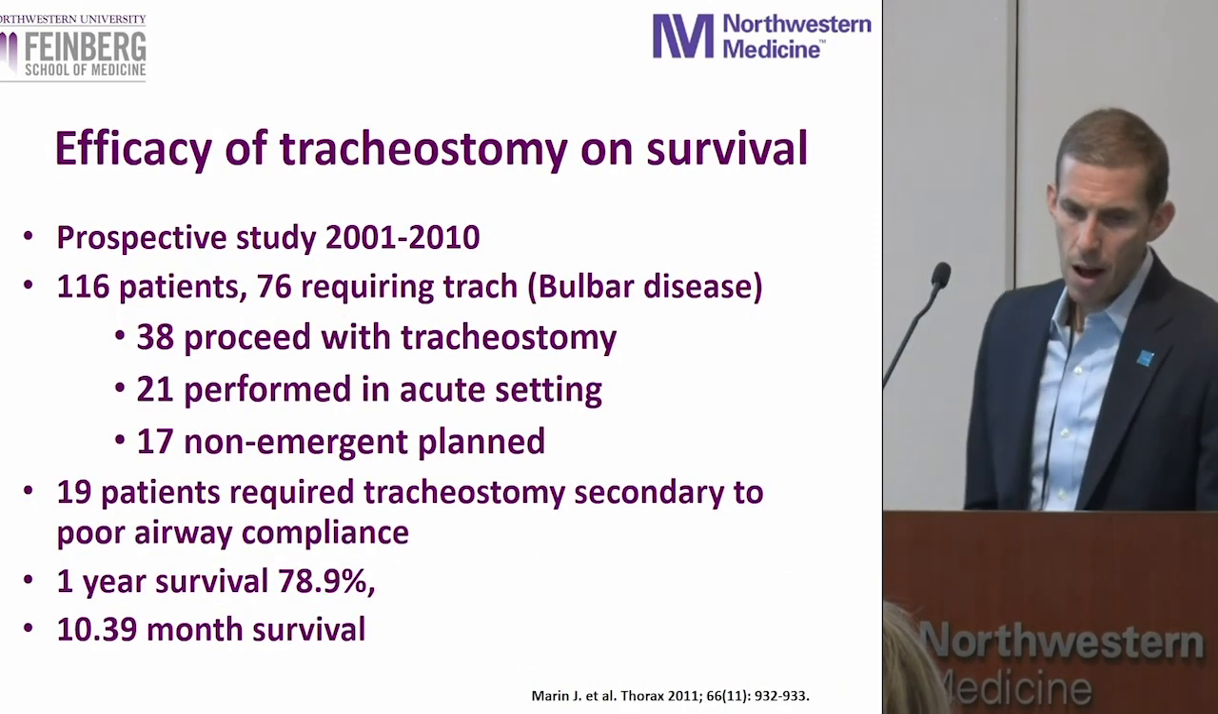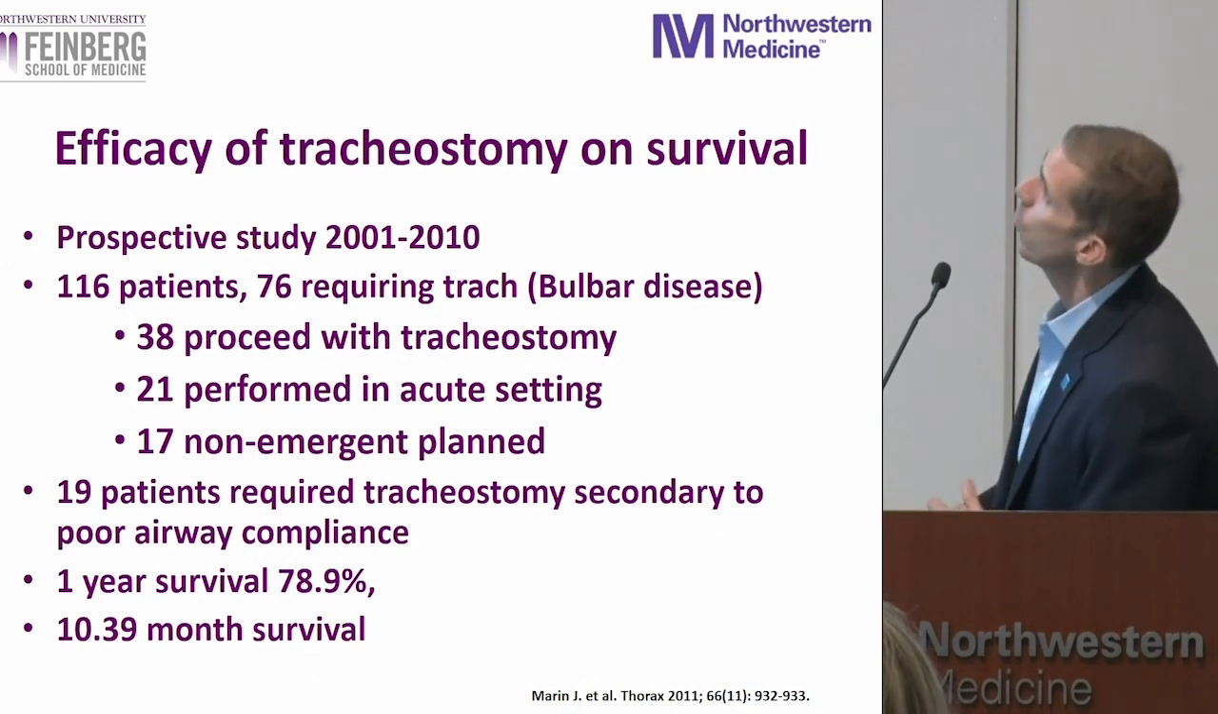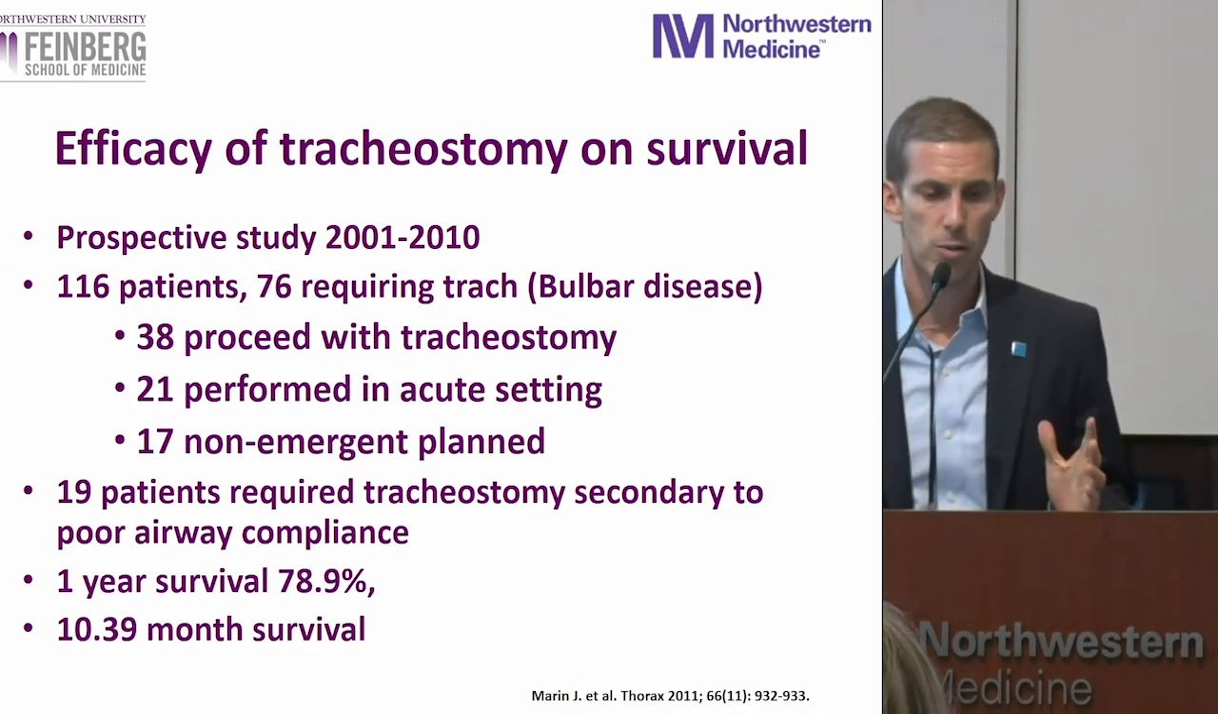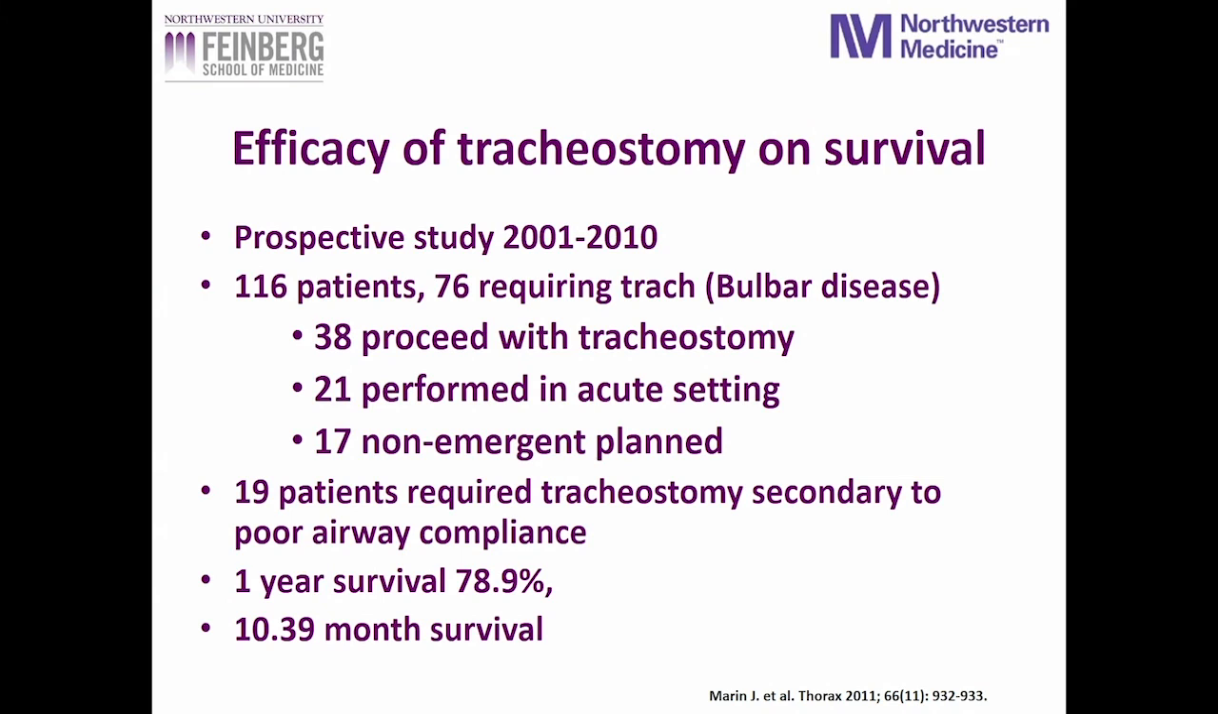Skip that one. So, the efficacy of tracheostomy on survival. Getting back to it, this was a prospective study from 2001 to 2010 and looked at 116 patients, 76 of them requiring tracheostomy, most of them for bulbar disease. 38 proceeded with the tracheostomy, 21 of them were done in an acute setting, 17 were done non-emergently.